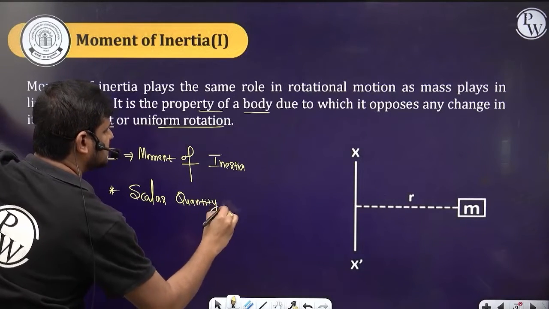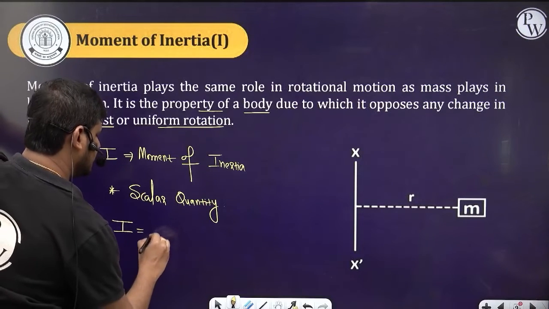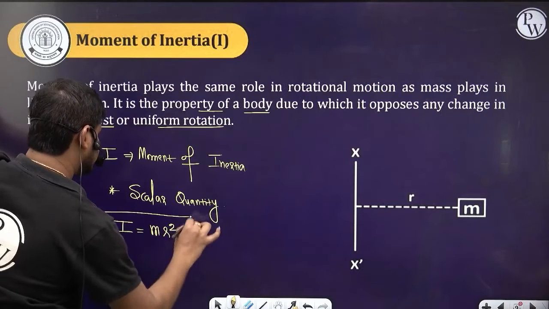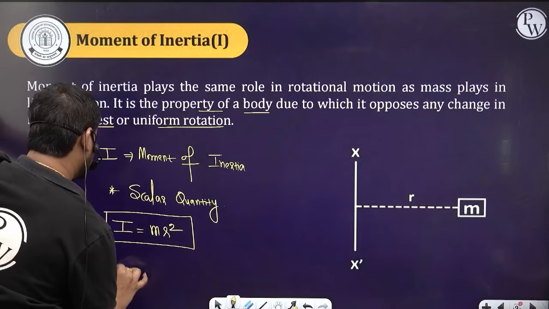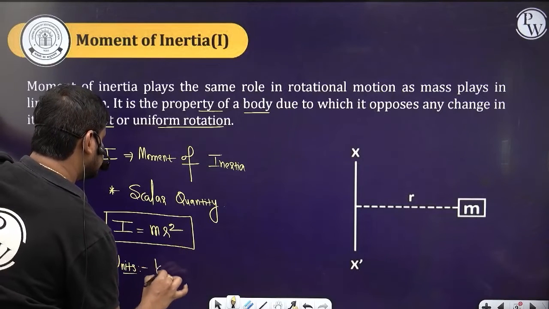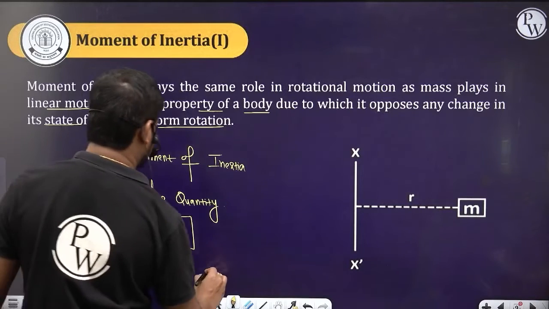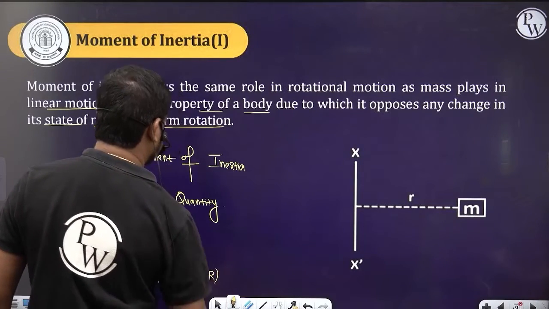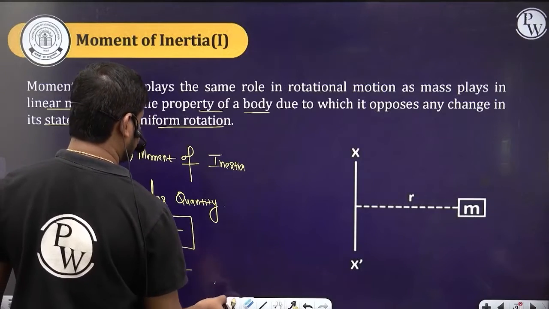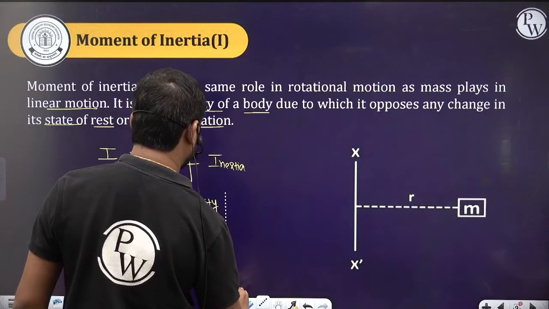What are its units? What is its formula, sir? Moment of inertia I is equal to m into r square. What are its units, sir? Mass is in kg, r square in meters, so the unit is kg meter square. We can also write it as gram per centimeter square. What is the dimensional formula for this?